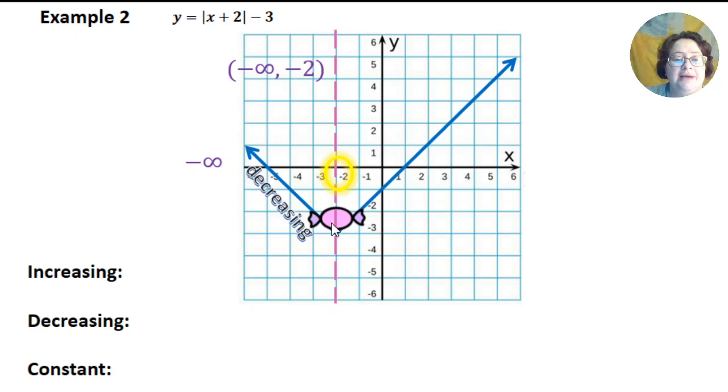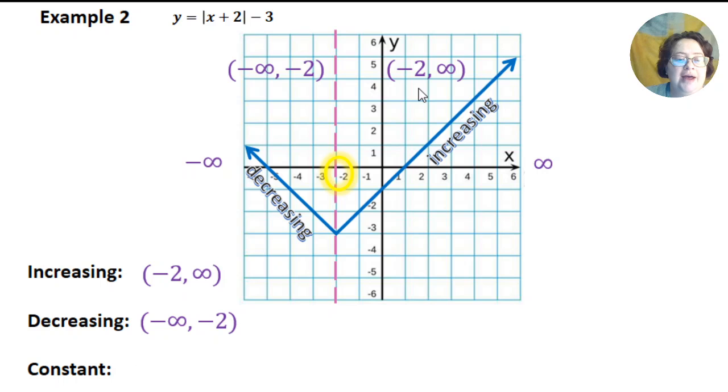Continue tracing. My piece of candy is going uphill now, so it is increasing. And we've got an arrow, so we're going to keep on tracing, and that's going to keep going towards positive infinity. So my interval here for increasing is from -2 to positive infinity. Fill in our answers over here on the bottom left. Our decreasing was first, -infinity to -2. Our increasing was -2 to positive infinity. And we had no constant interval.